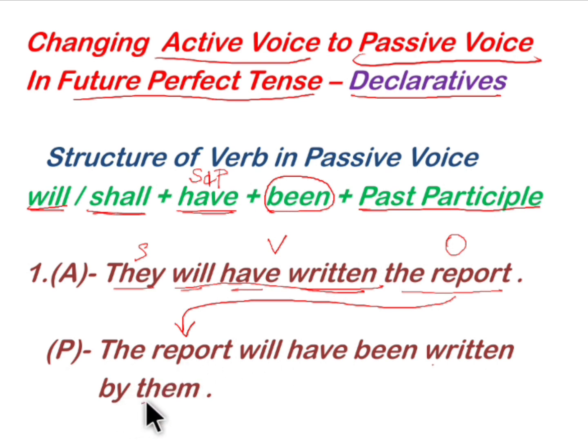By them. Them, we change the pronoun they to them in the passive voice when it is changing to the object as per the rule of change of pronouns. This by is used to denote the doer of the action. So the passive voice is the report will have been written by them. So this will have been written together is the verb.